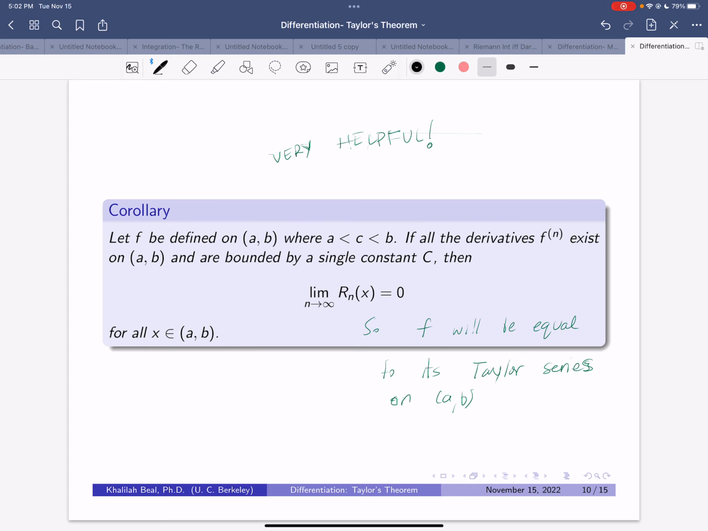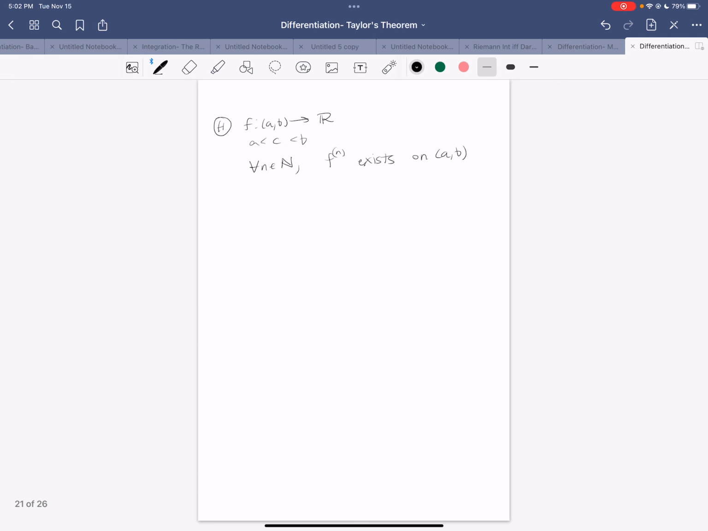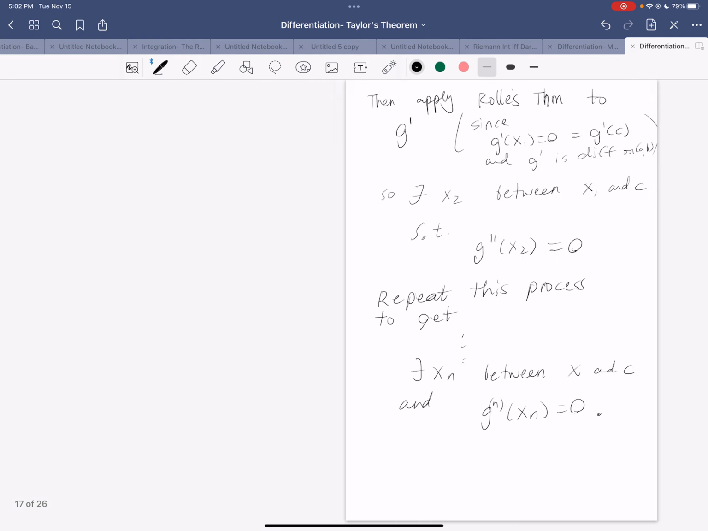And if all of the derivatives are bounded by a single constant, so if this is true for all x in (a, b) and for all n in N, that's the hypothesis, the claim is that R_n(x) goes to 0 for all x in (a, b), as n goes to infinity. And the proof is kind of straightforward. We're going to use Taylor's theorem. This is, in fact, a corollary of Taylor's theorem.